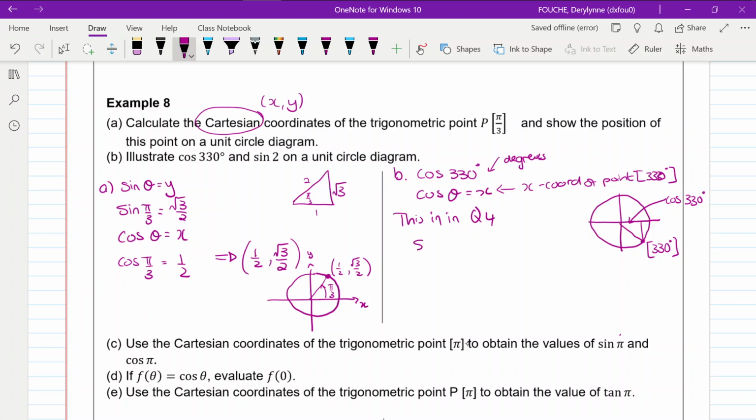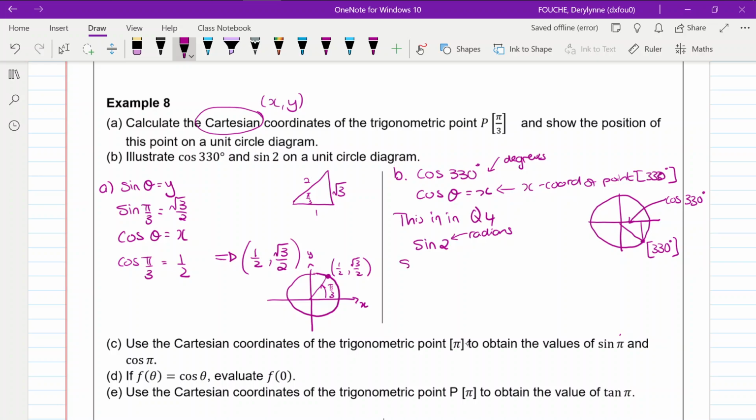Okay, let's look at sine of 2. So sine of 2, that's in radians. Okay, there are no units, so we assume it's in radians. It is in radians. Okay, now remember that pi radians is 3.14 radians. Okay, so 2 radians is in quadrant 2.